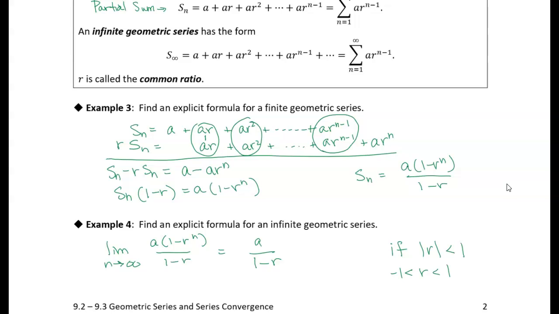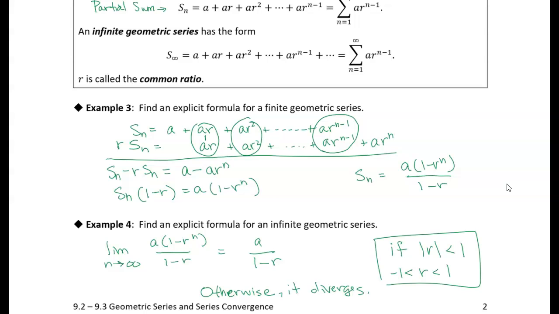If r is not less than 1, so it's greater than 1, or the absolute value is, then this term r to the n is just going to blow up. It's just going to go to infinity. So it's going to diverge. So if this thing that I have here is not true, then it diverges. So otherwise, it diverges.